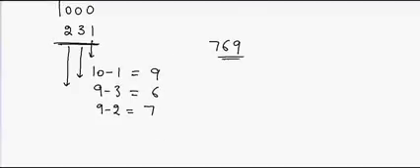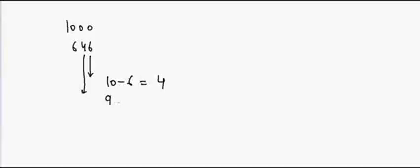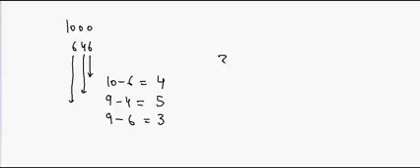Again, if I have 1000 minus 646, in that case I'll take the 6. 10 minus 6 is 4, then I'll take the 4. So 9 minus 4 is equal to 5, and then I take the 6. So 9 minus 6 is equal to 3. So the answer is 354. This method can be very helpful if we are in an exam or doing day-to-day calculation.